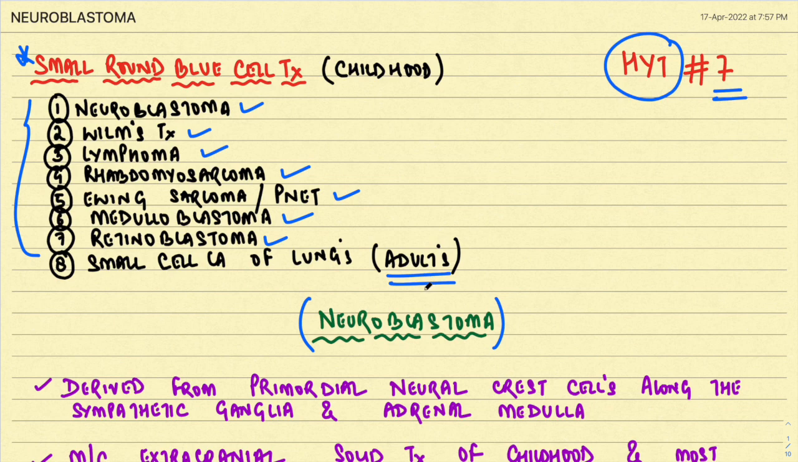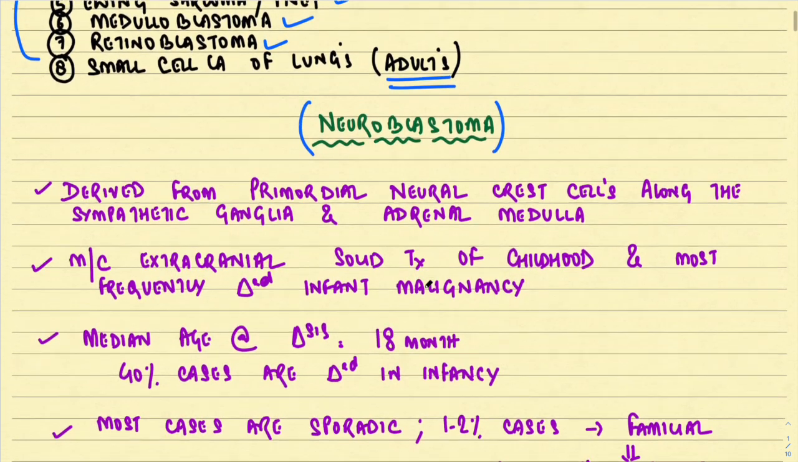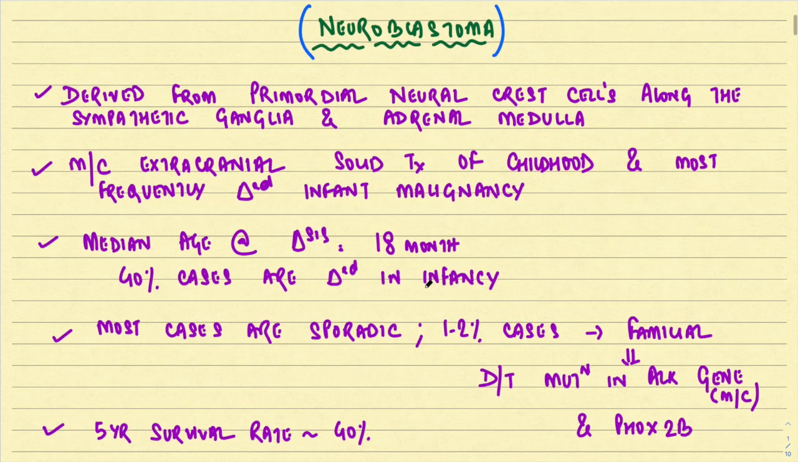Now neuroblastoma, just like pheochromocytoma, is also derived from the primordial neural crest cells, and these primordial neural crest cells are present not only in the adrenal medulla, but also along the sympathetic chain. So neuroblastoma can arise not only from the adrenal medulla, but from anywhere along the sympathetic chain where there is presence of neural crest cells.